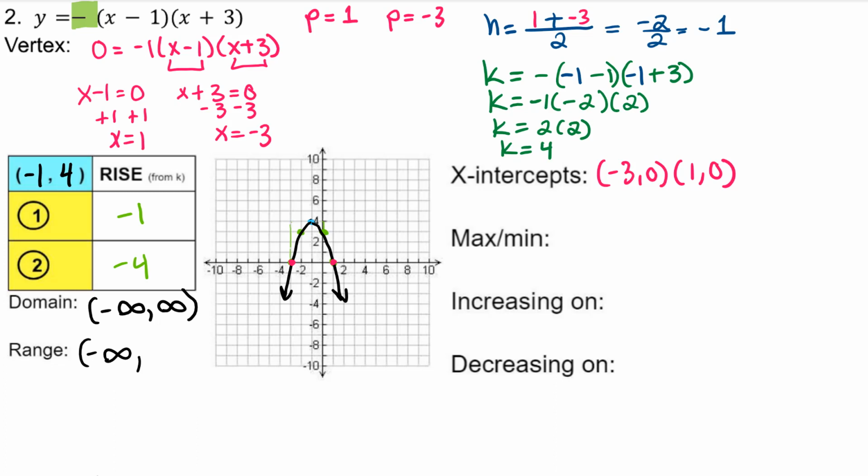But it does have a maximum y value that is allowed. That would be the y value at the vertex, 4. That means our max is at y equals 4. We have an increasing interval now to the left of the vertex and a decreasing interval to the right of the vertex.